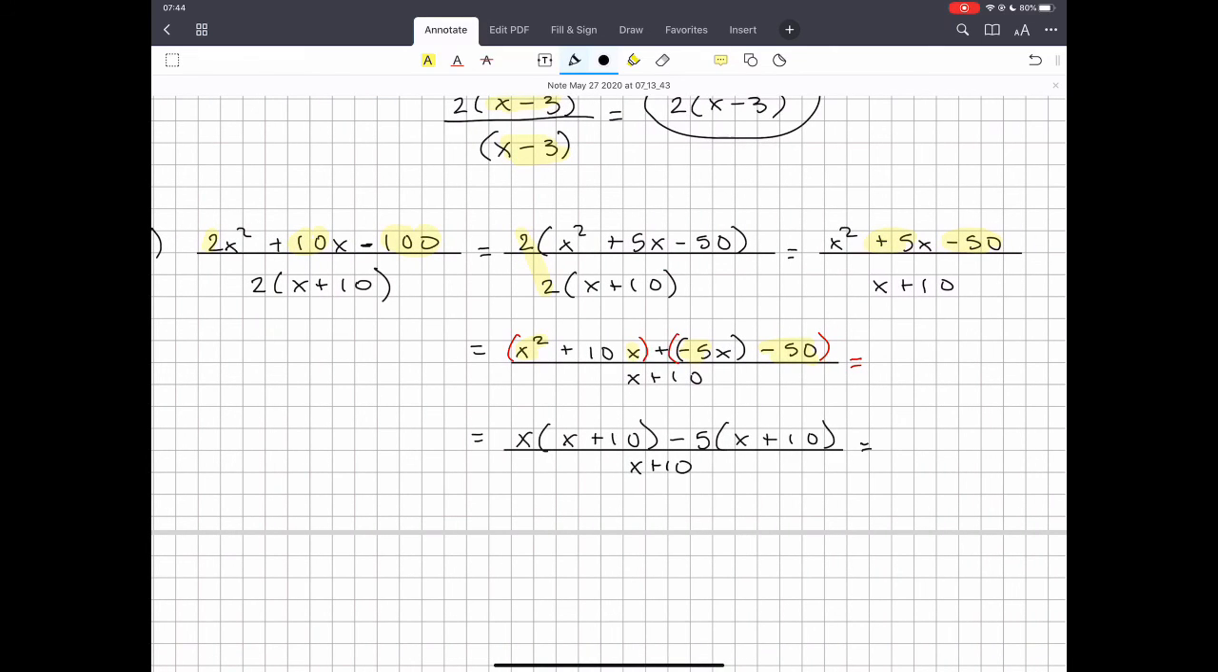And if I factor that further, I've got x plus 10 times the quantity of x minus 5 divided by x plus 10. And we can see here that x plus 10 divided by x plus 10 is 1. So that leaves me with an answer of x minus 5.